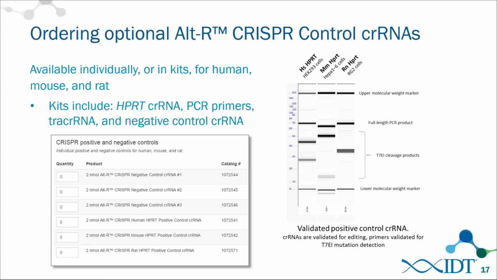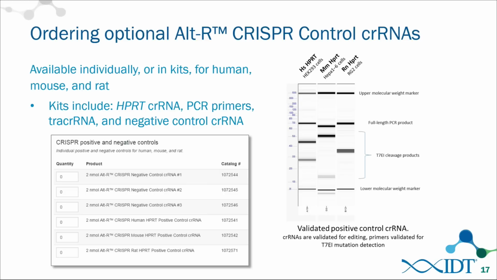Ordering controls. Like we mentioned earlier, these are available both as kits. The kits would include a species-specific HPRT CRISPR RNA, as well as a negative control crRNA, as well as 5 nanomoles of a tracer RNA, and a species-specific primer mix for the HPRT positive control detection. Those are, once again, available as kits or as individual components.